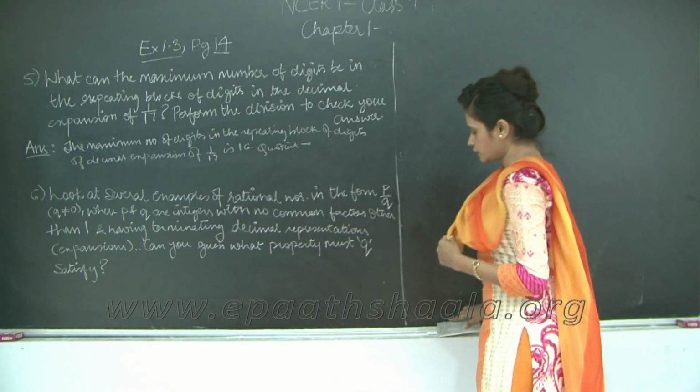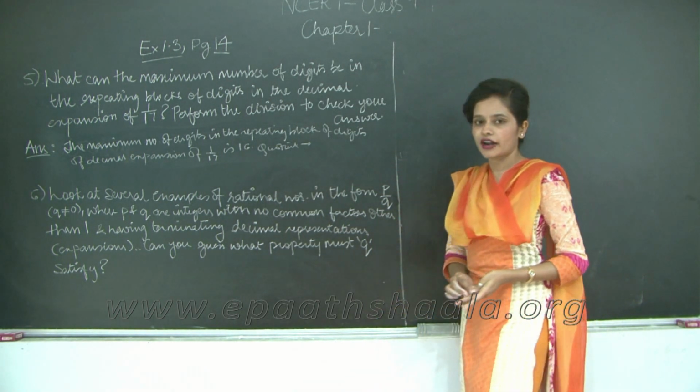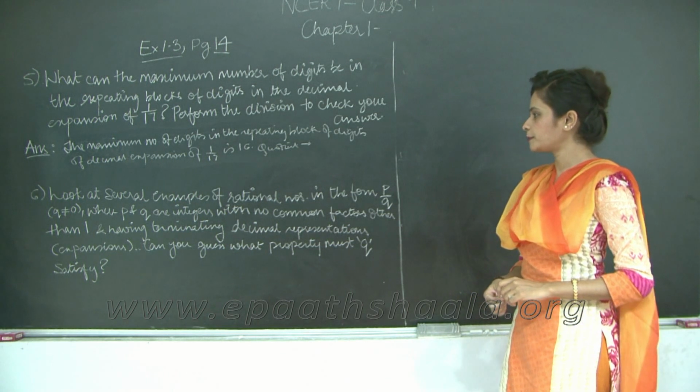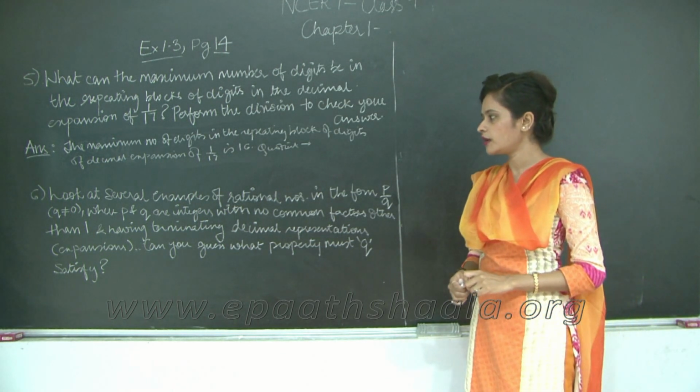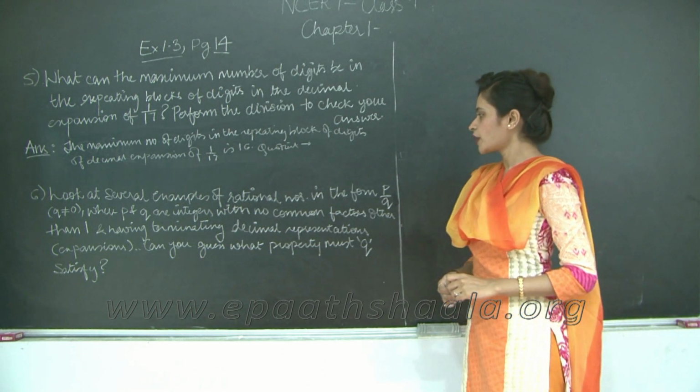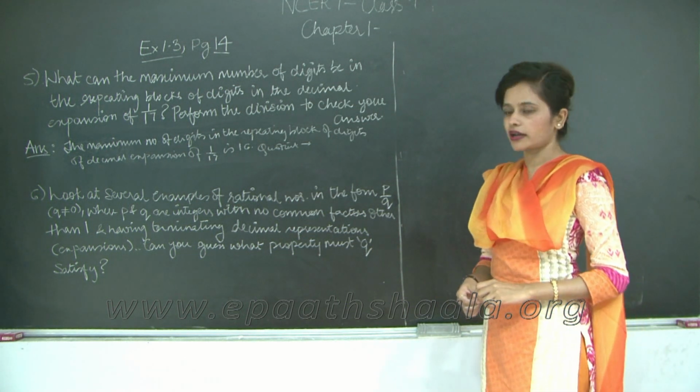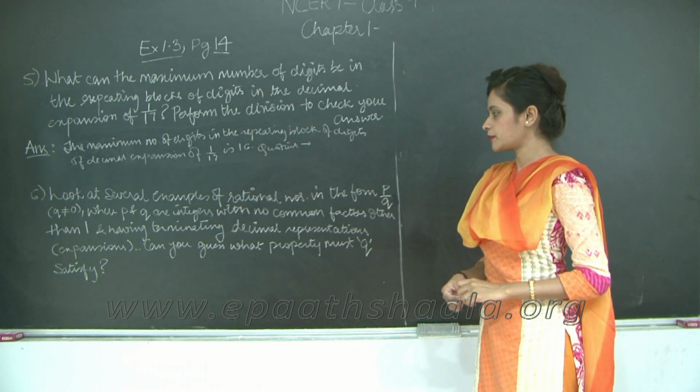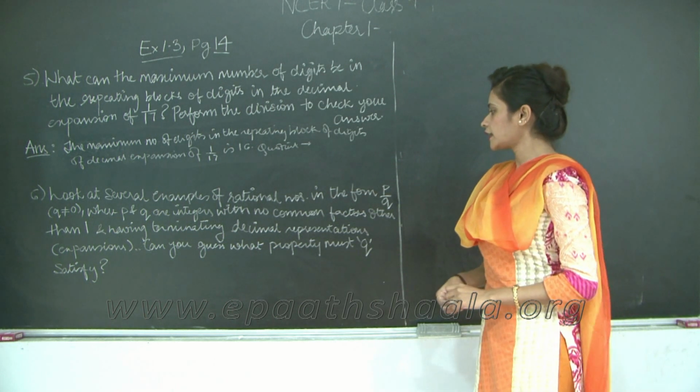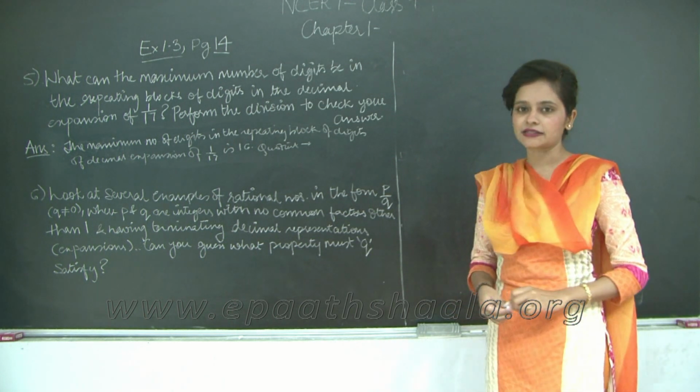So, let us see our question. Look at several examples of rational numbers in the form of p upon q, where q is not equal to 0 and p and q are integers with no common factors other than 1, having terminating decimal representations or expansions. Can you guess what property q must satisfy?